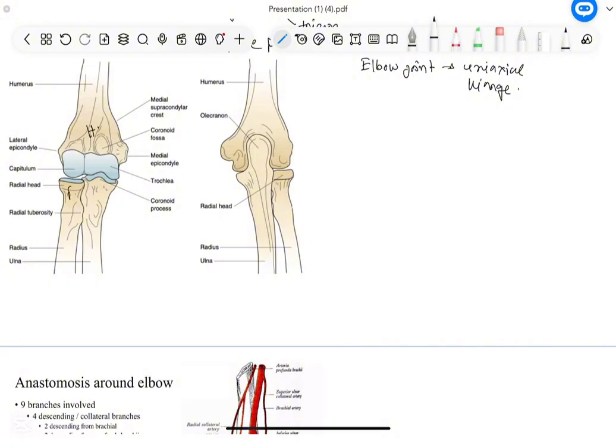Now on screen you can see the lower end of the humerus articulates with the upper end of the radius and ulna. So what are the articular surfaces? If anyone asks you, the articular surface will be the lower end of the humerus. More specifically, if we want to say, the capitulum and trochlea.